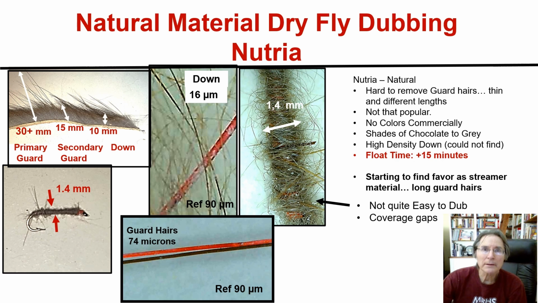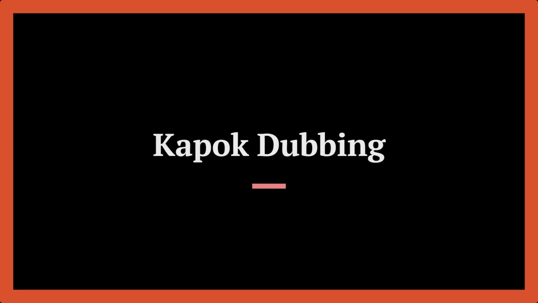The down hairs are at the upper end of our animals at 16 micrometers, and it actually ties a very large body. It is difficult though to remove the guard hairs, and there's no commercial colors available, so you're limited to shades of chocolate and gray. It does have a great float time of 15 minutes.